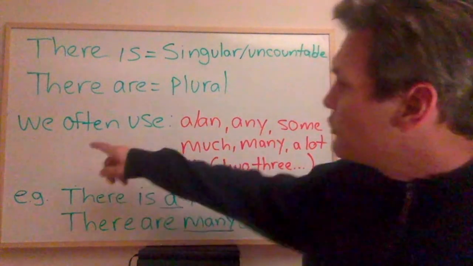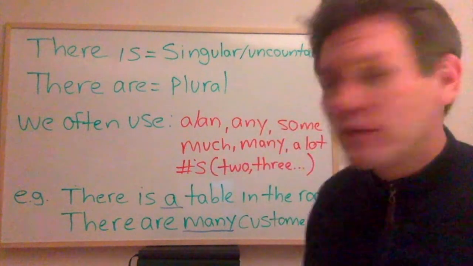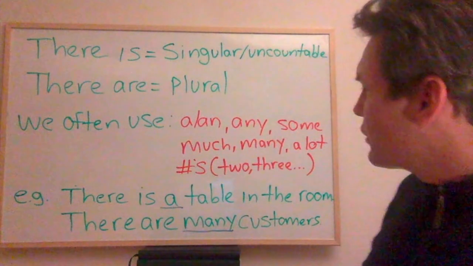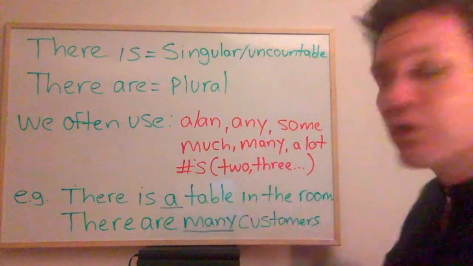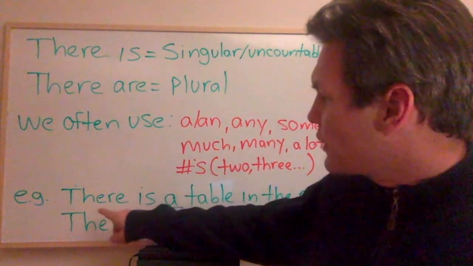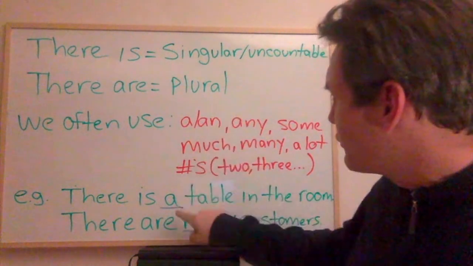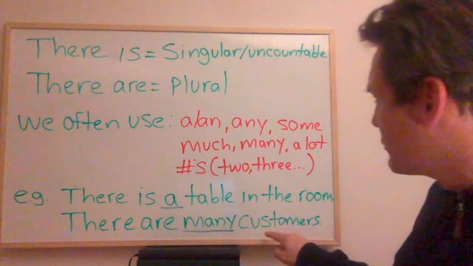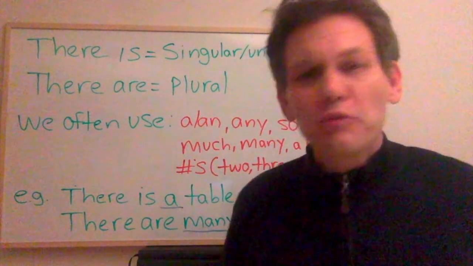Usually, often we use these words with there is and there are. They usually go before the nouns here, okay? So these are articles, these are quantifiers, and these are numbers, all right? So for example, if you look at this example again, there is a table. These words go before the noun. And the same thing down here, there are many customers. Before customers is many, all right? Okay, let's move on to the next part.